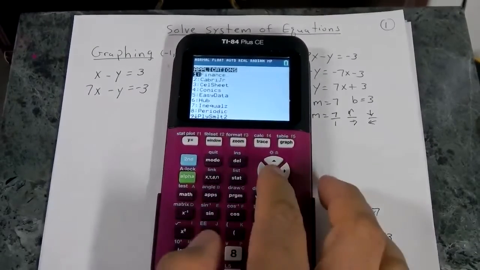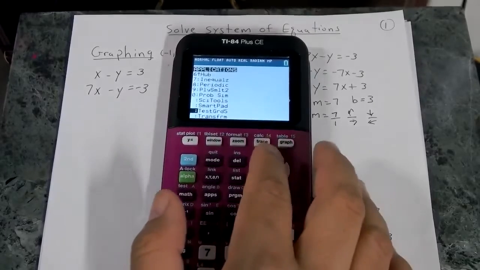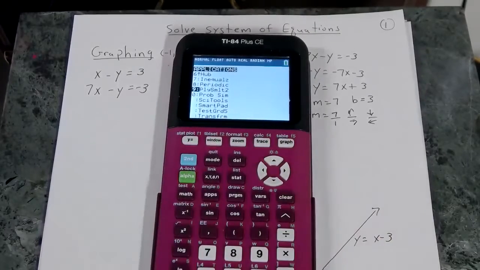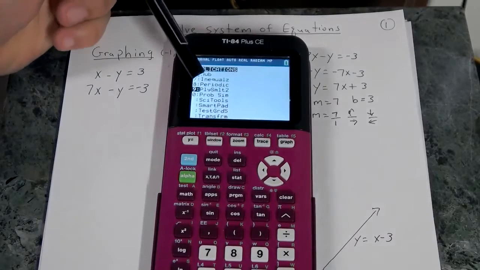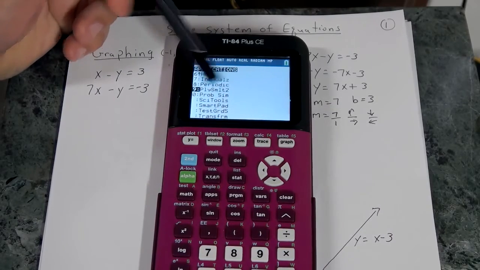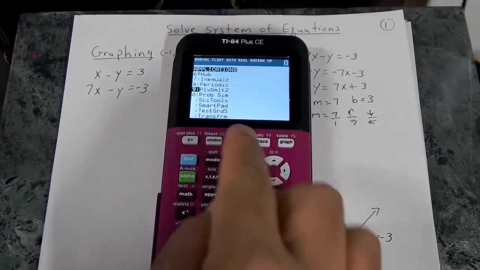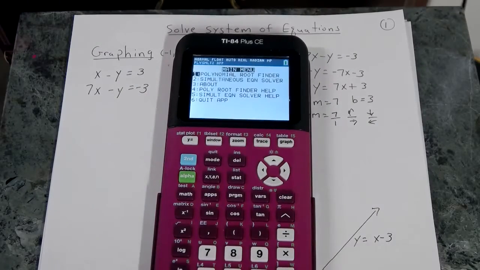And I need you to go down to an application right here, just to show it to you. I need an application that is called Poly Simultaneous 2. I call it polysim 2. Once you find it and it's highlighted, hit enter.